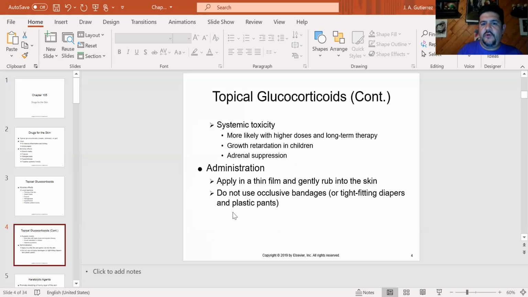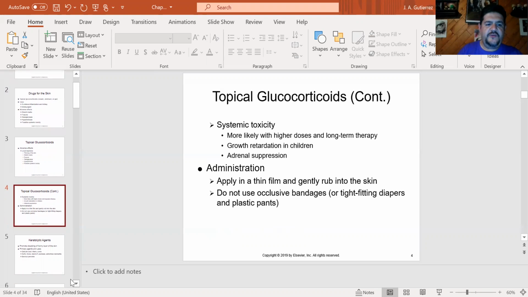Regarding the application of glucocorticoids, it's always a thin layer over the skin. Make sure you rub and spread the ointment properly. And don't use any type of plastic to cover it. That will increase the adverse effects of the medication over the skin.